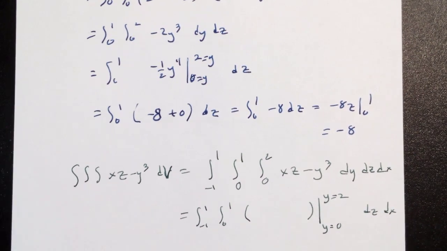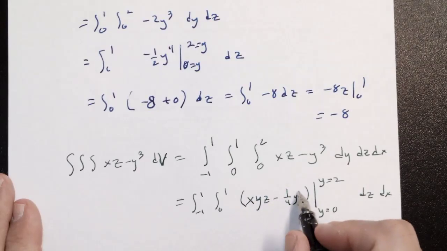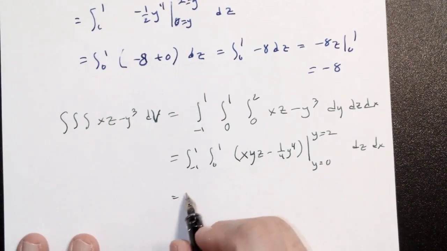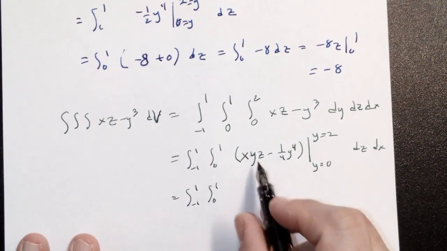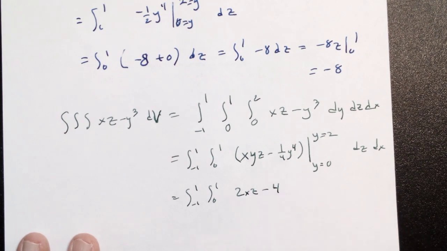What's the antiderivative in terms of y? Plug in 2, plug in 0. Plug in 2, I get 2xz minus 4. Plug in 0, I get 0xz minus 1/4 of 0 to the 4th. dz, dx.